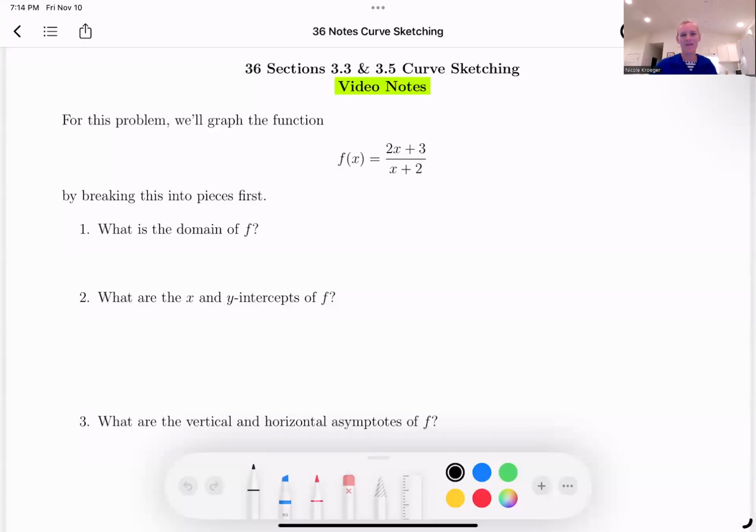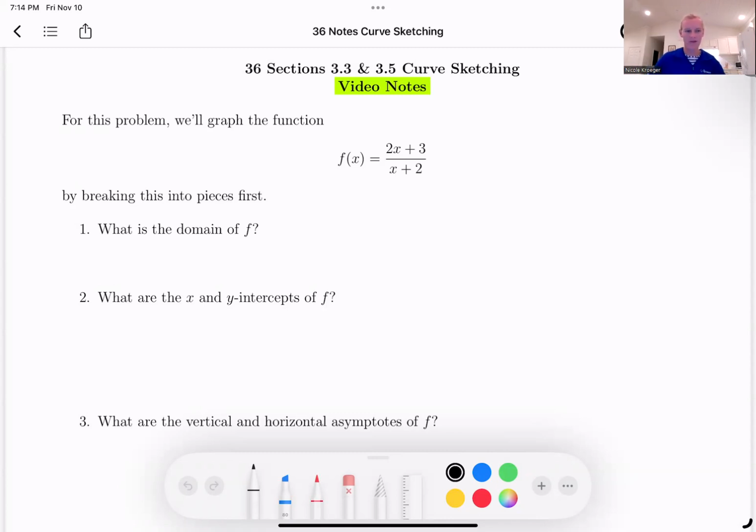Today, we're going to put together all of those ideas we've been learning over the past couple of weeks about increasing, decreasing, concavity, local maxes and mins to sketch the graphs of curves. And we've done something similar in smaller pieces so far. But we're just going to jump into this example and put it all together, and then we'll do a few examples in class. So in this case, we're working with the function (2x + 3)/(x + 2).